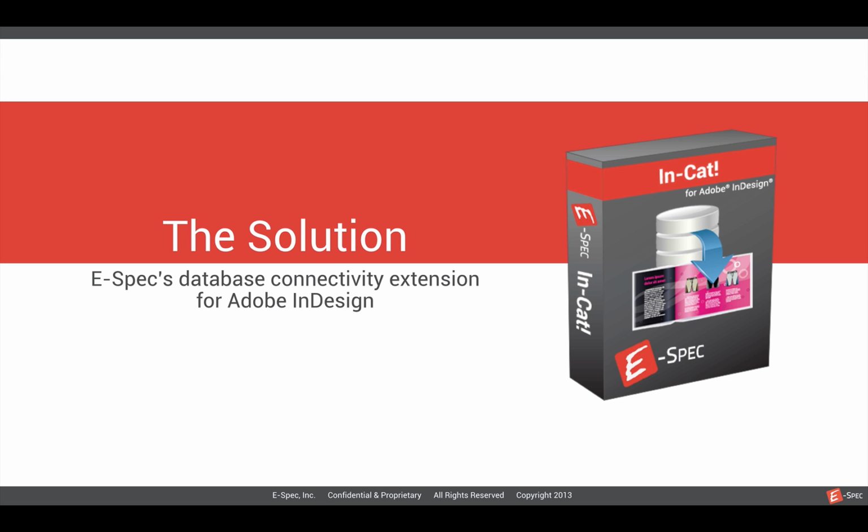So enter eSpec's InCat for Adobe InDesign. InCat is a tool that allows you to connect directly to these product databases and create a line sheet or a catalog with a simple click of a button. So how does it work?